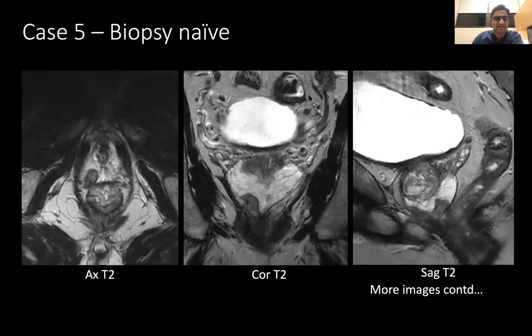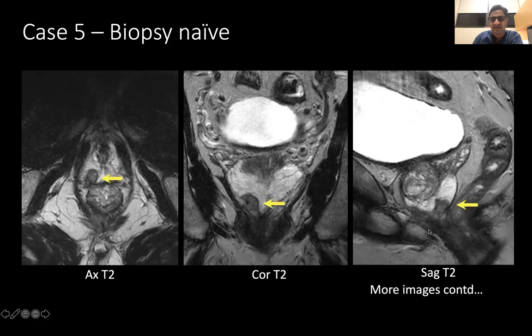But having said that, take a look at this case. This is a biopsy naive patient, and we have a prostate MRI, and there is a focal lesion and there is some hypointense rim, but it's not continuous like in the other patient, and the shape of this lesion itself is not round. There is some irregularity to it, and it seems to be extending outside the prostate as well.